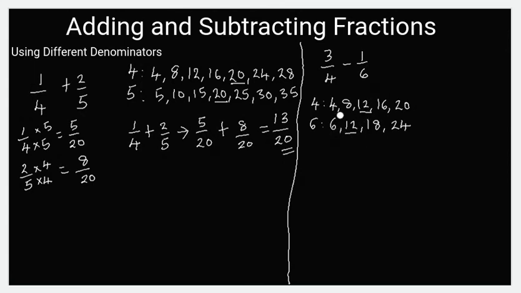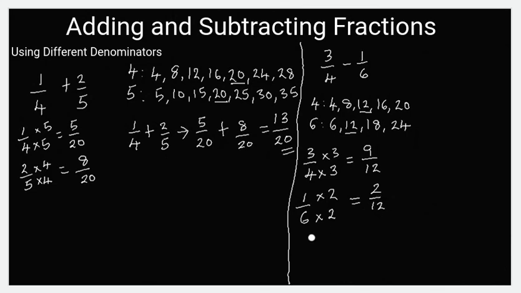Okay, so we'll change each of the fractions to have the denominator 12. So that'll be 3 over 4. Multiply this by 3 to get 12. You do the same thing to the top, 3. Now your 3 over 4 becomes 9 over 12. And then you also transform 1 over 6. You rewrite that to have the least common denominator, 12. So that'll be 6 times 2. And whatever number you multiply the denominator with, you multiply the numerator with. And that will give you 2 over 12.